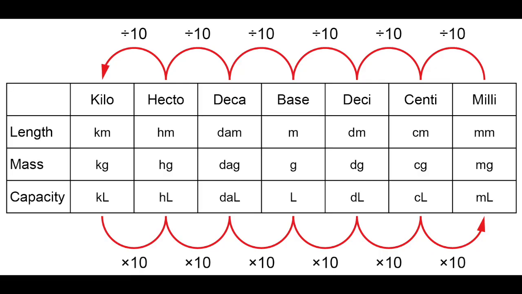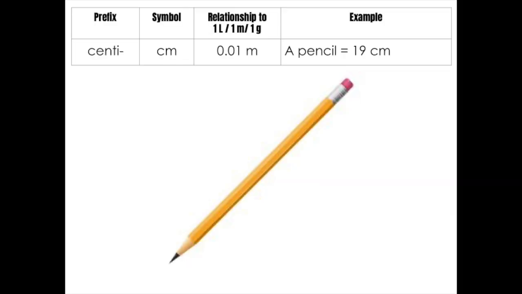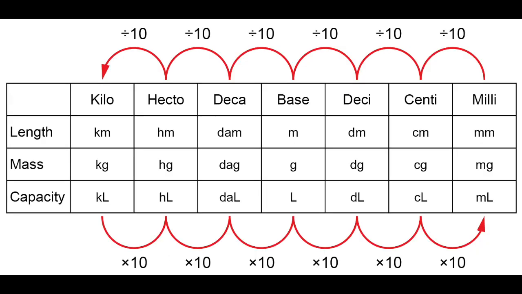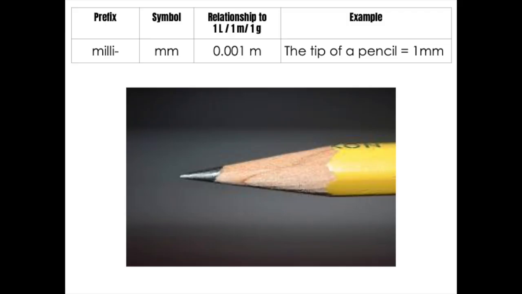Next, we have centi, which means 100th. 1 pencil measures approximately 19 centimeters. Finally, we have a super common prefix, which is milli, and you'll see this in length, mass, and capacity in millimeters, milliliters, and milligrams. For example, the very tip of a sharp pencil measures 1 millimeter.